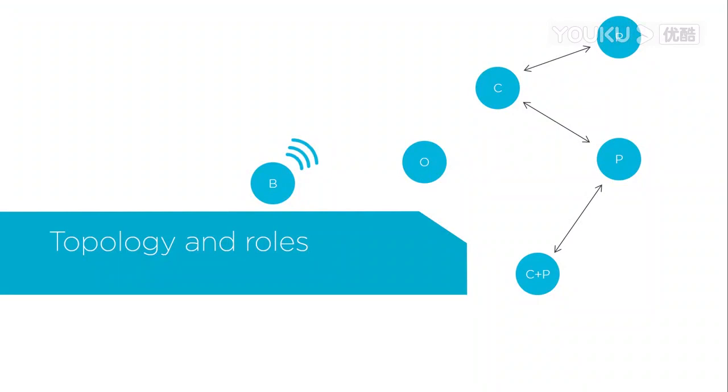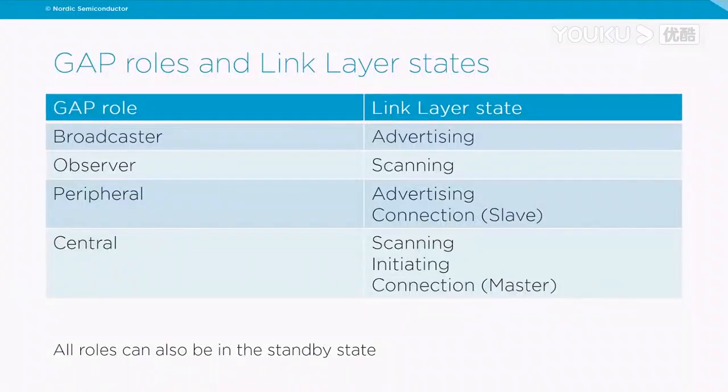Then over to topology and roles. The GAP roles are listed on the left side here, and they are tied to different link layer states. So you have a broadcaster. This can only advertise, which means that it can broadcast packets, which is non-connectable. Then you have an observer, which can scan these packets from the broadcaster.